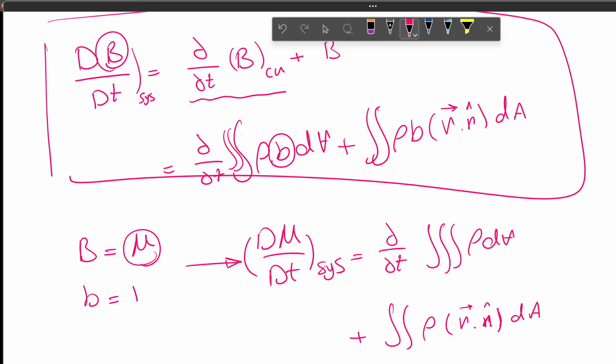essentially, the only thing we did was we replaced this parameter B with mass, right? And then the small parameter b was 1. I just removed it from these integrals. How does the mass of a system change with respect to time? What was the definition of a system? Its mass doesn't change. So, based on the definition of a system, in this equation, this part goes to 0.